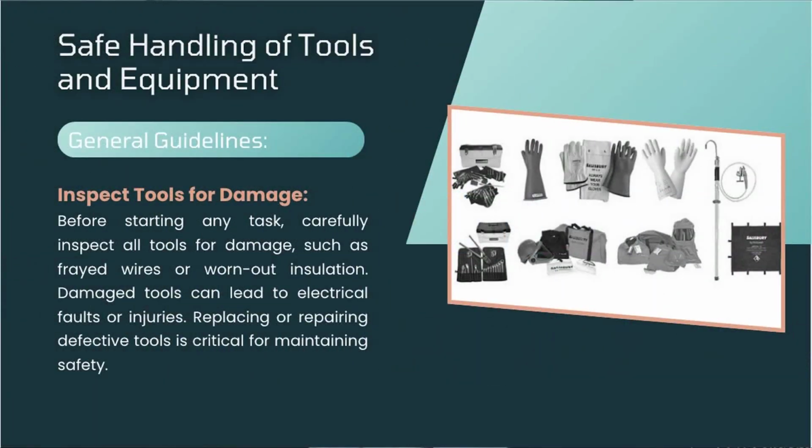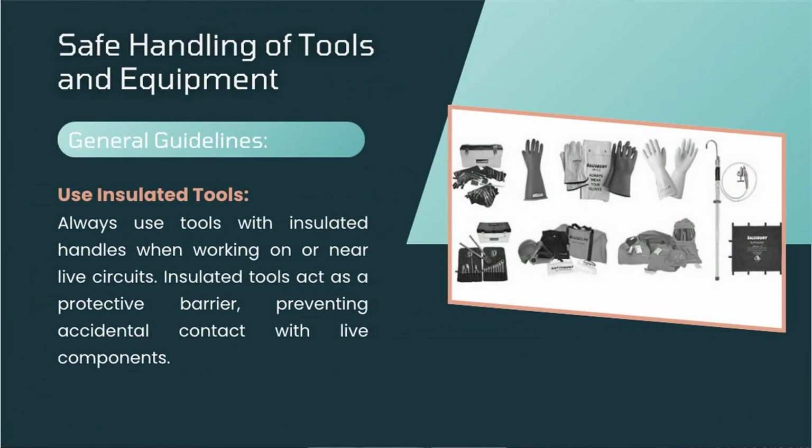Safe handling of tools and equipment. The general guidelines are: when working with electrical systems, follow these general safety practices, which is essential to minimize risks. Number 1, inspect tools for damage. Before starting any task, carefully inspect all tools for damage, such as frayed wires or worn out insulation. Damaged tools can lead to electrical faults or injuries. Replacing or repairing defective tools is critical for maintaining safety.